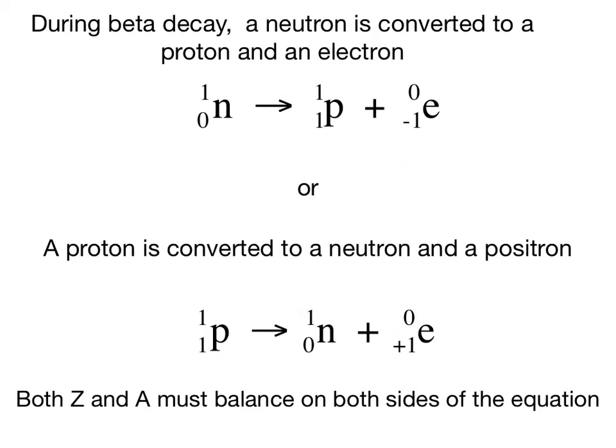So here's some crazy stuff for you. During a beta decay, a neutron actually changes into a proton and an electron, or a proton changes into a neutron and a positron. Again, both the mass number and the charge number must balance on both sides of the equation, and if you study these 2 examples, you'll see that they do.